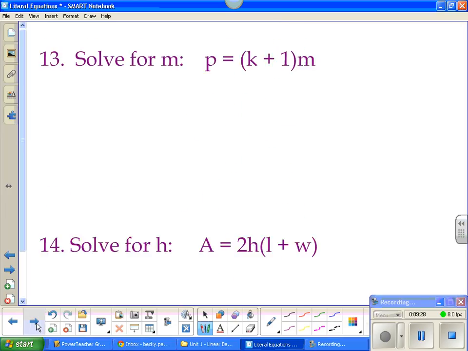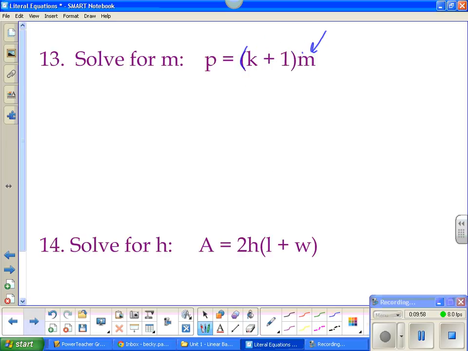Now number 13 wants me to solve for m. Okay, so think about where the m is. Here he is. A lot of times when we see parentheses like this, our gut instinct is to distribute. But if you distribute the m, wouldn't that just spread the m out? And I'm solving for m. I don't want to spread it out. I want to move things away from the m.